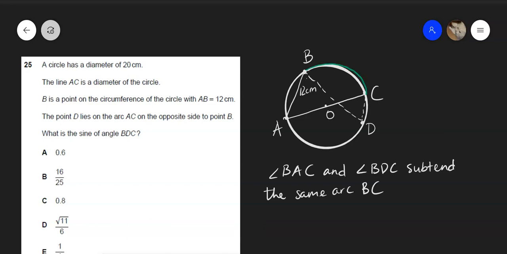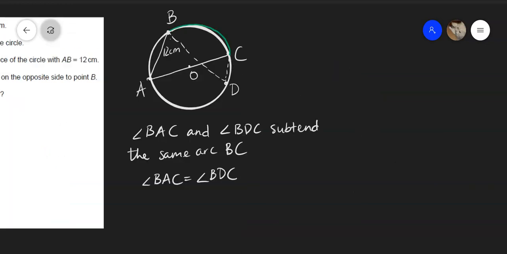So what does it mean? If you studied geometry well, then you should remember that angle BAC is equal to the angle BDC. So let's assign a Greek letter, let's say theta. The angle BDC is the angle theta, and so is the angle BAC. So I need to find then the sine of the angle theta.